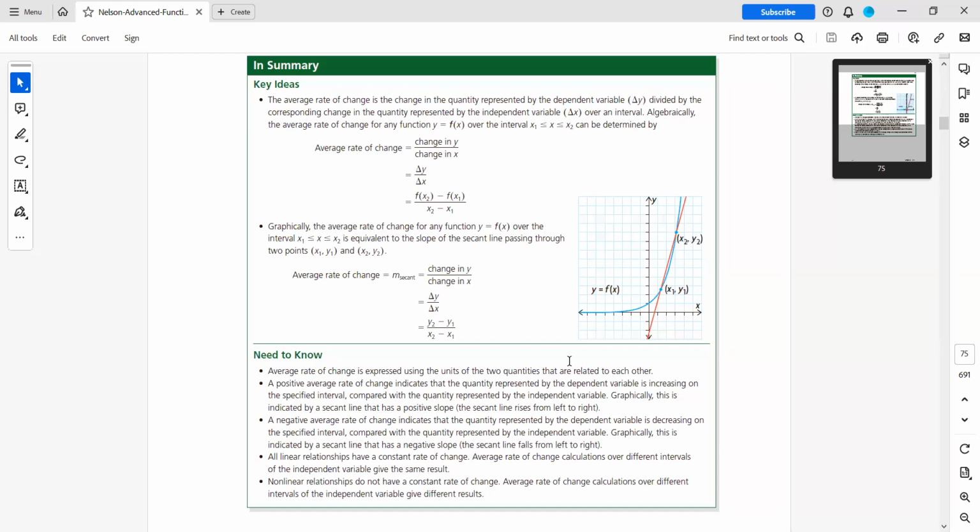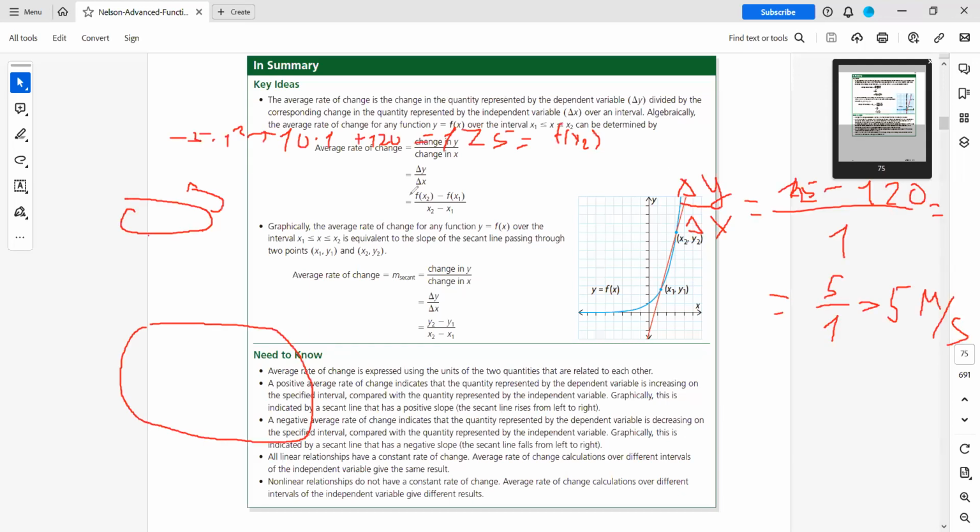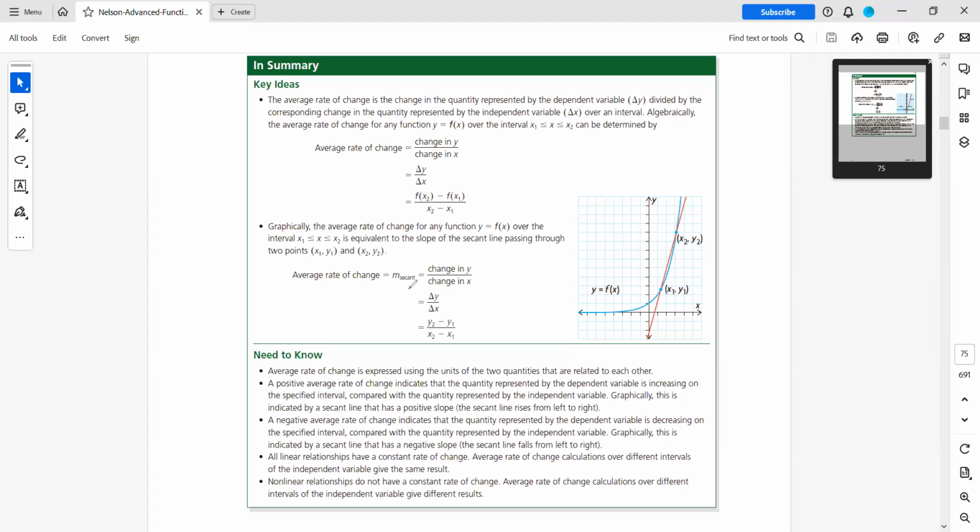Meanwhile, graphically, the average rate of change for any function over a given interval is equivalent to the slope of the secant line passing through 2 points, right? We have 2 points, and the slope of the secant line is going to give us the average rate of change. Basically, it can be calculated using the same formula. What do you need to know? Average rate of change is expressed using the units of the two quantities that are related to each other.